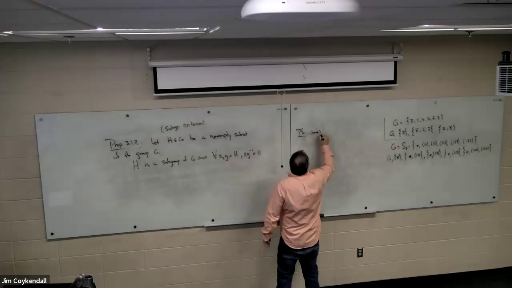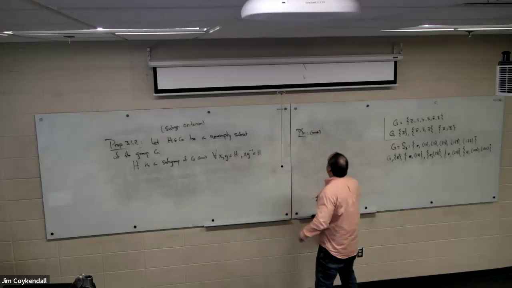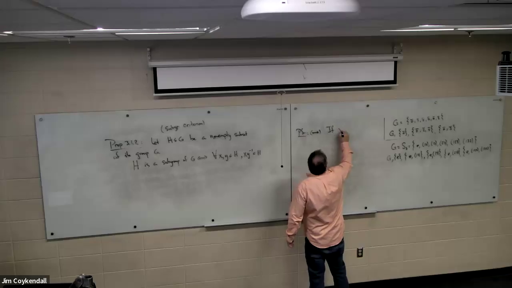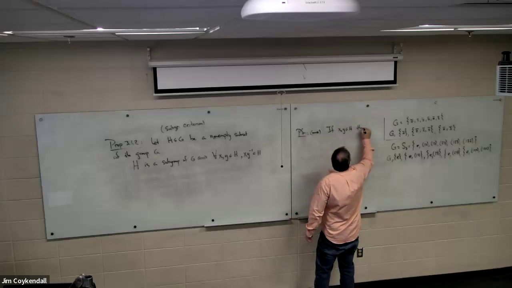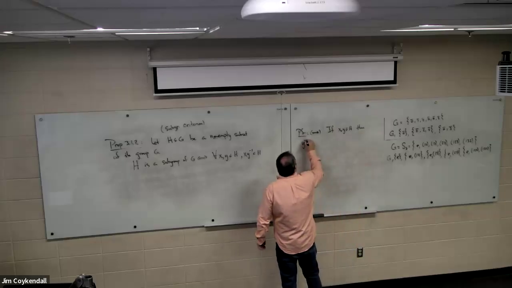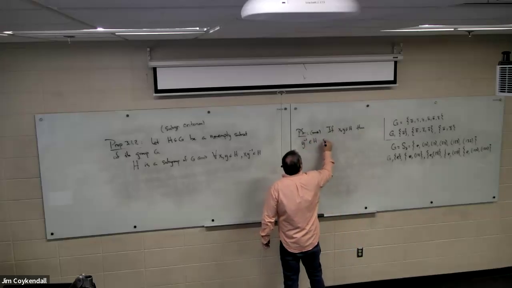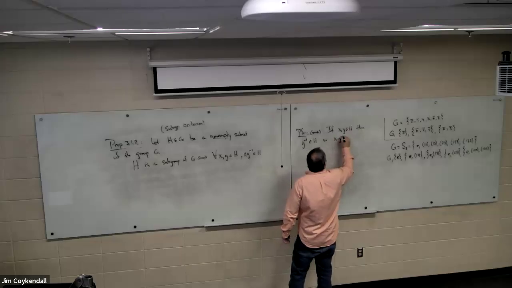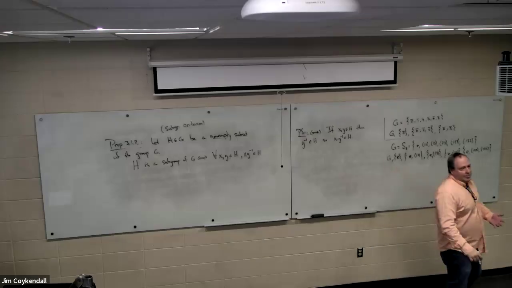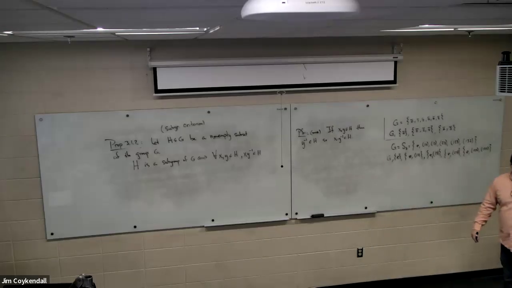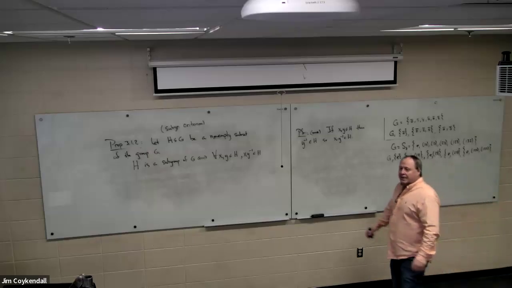This direction is fairly easy. If X and Y are in H, then Y inverse is in H. So X times Y inverse is in H, because you're assuming that H is a group, right? It's a subgroup of G, so there you go.